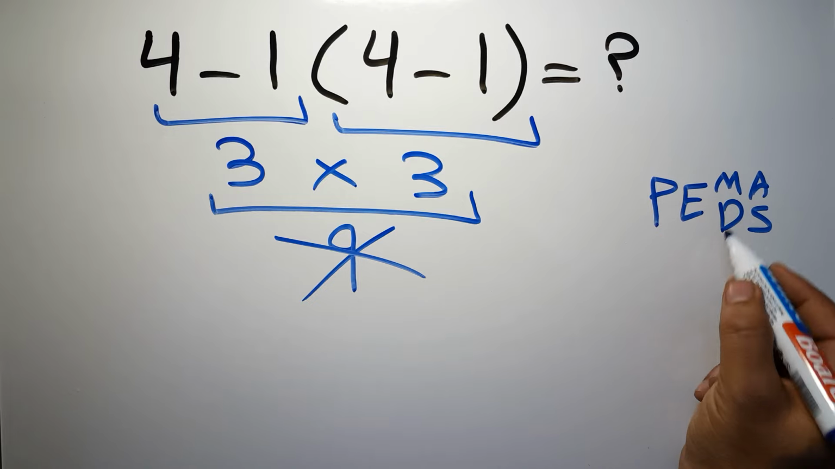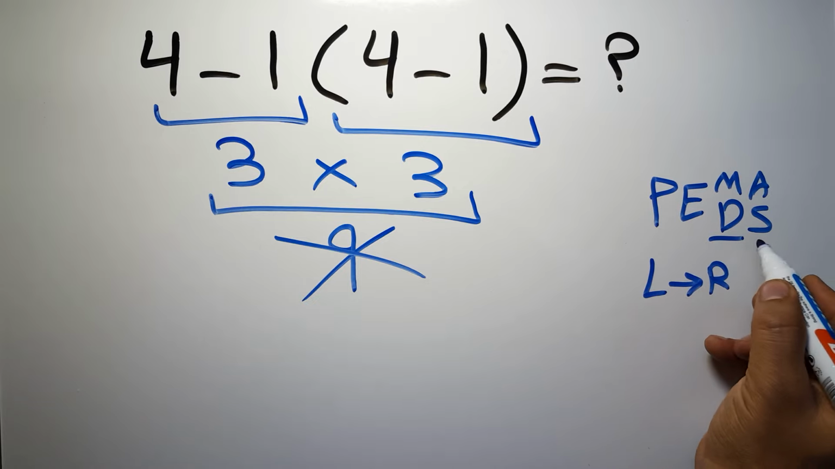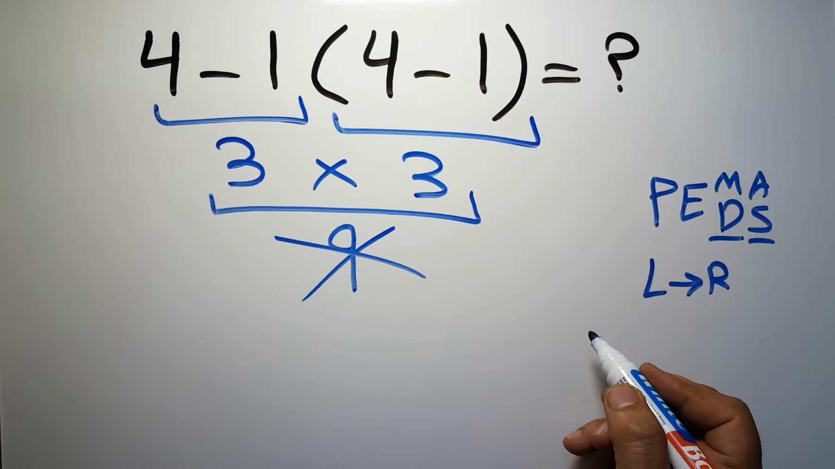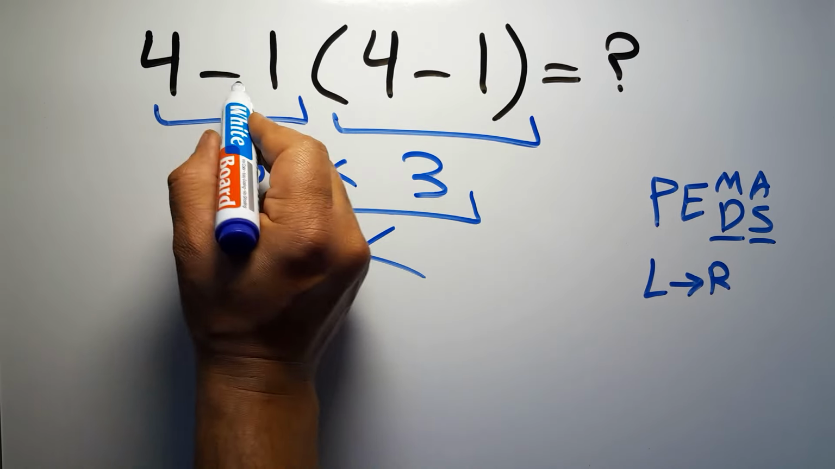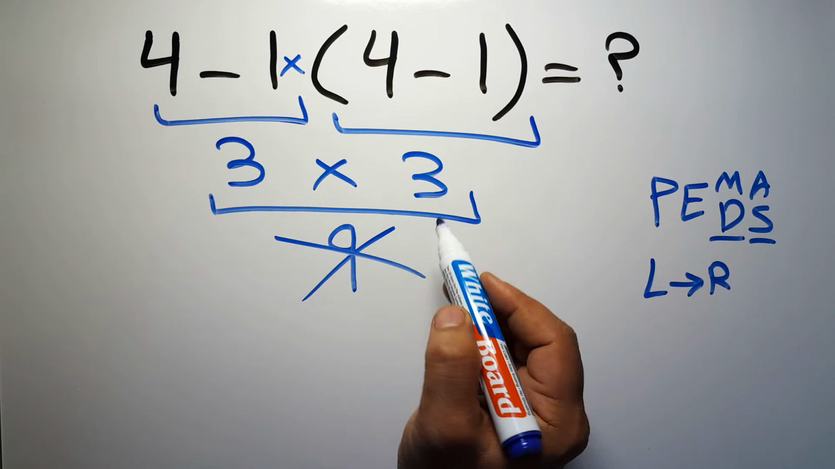Remember that multiplication and division have equal priority and we have to work from left to right. And the same applies to addition and subtraction. In this expression, we have one subtraction, one multiplication, and one parenthesis. Inside this parenthesis, we have one subtraction.